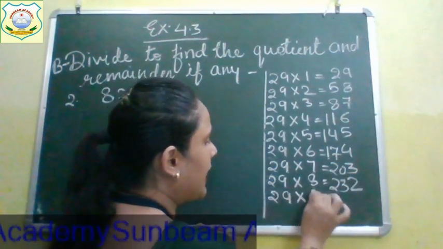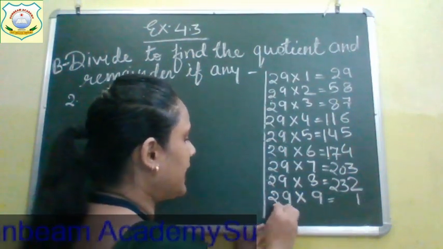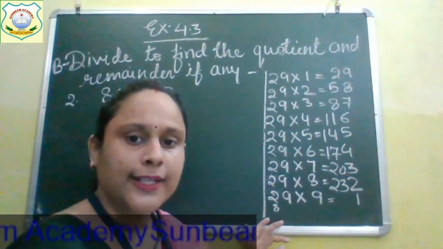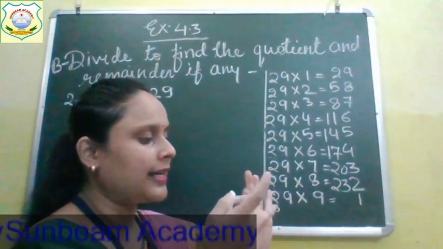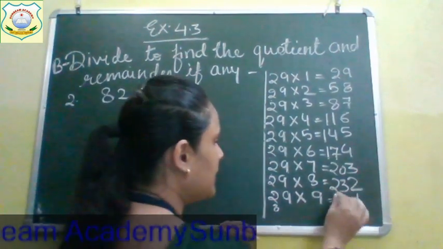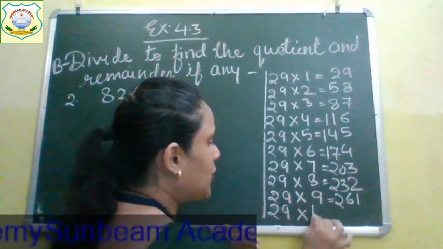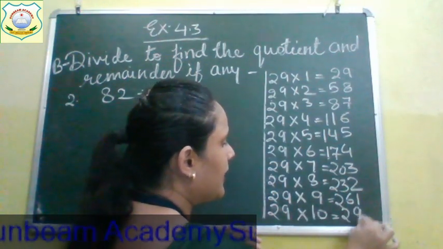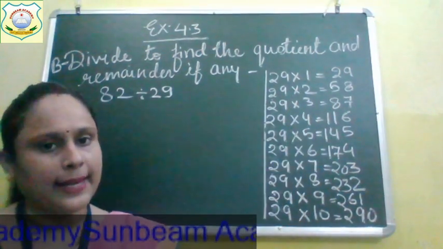29 into 9. 9 nines are 81. So we will write 1 and take it as a carry. 9 twos are 18, 19, 20, 21, 22, 23, 24, 25, 26. So we will write here 261. 29 into 10 is equal to 290. So this is how we will write the table.